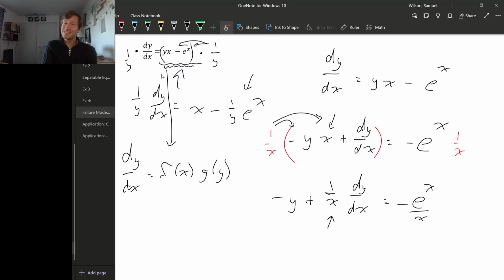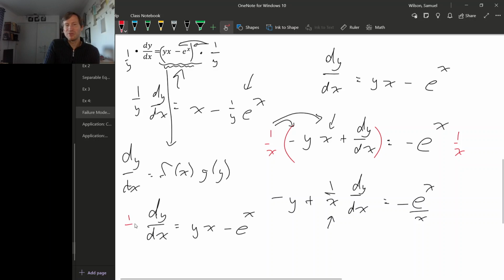What you have to resist is the temptation to try to separate so hard that you make algebra mistakes. It's sort of a common mistake that I see, especially with someone who's just learned how to solve separable equations. It's sort of common to see algebra mistakes like this.